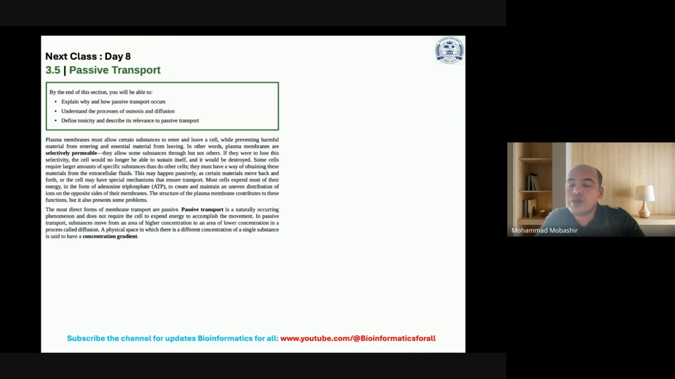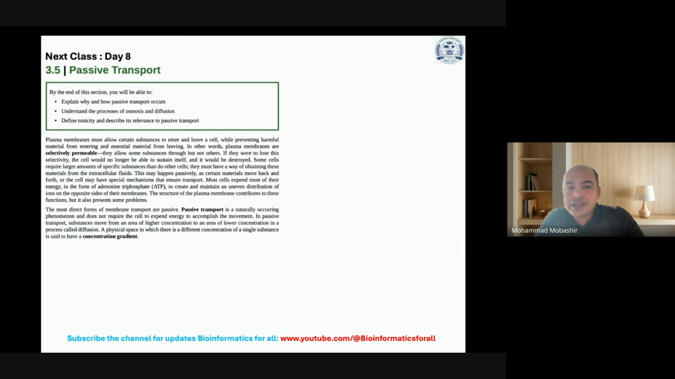Passive transport is basically a naturally occurring phenomenon where you do not need to supply any kind of energy. That means it does not require the cell to use stored energy in any form to accomplish the movement. The molecules automatically move in or out. That is passive transport. Okay.